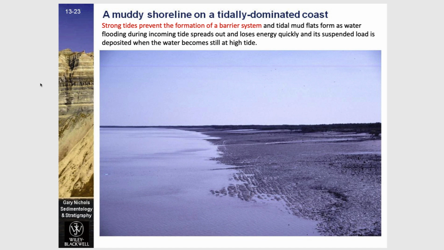Here is an example of the extensive shorelines in tidally dominated coasts. So you have very extensive mud flats. The strong tides will prevent the formation of a barrier system along the coast, basically. So tidal mud flats are the form that dominates, and they are often flooded with water. This is an environment that is particularly good for the formation of brackish water, preservation of organic matter, and accumulation of vegetation as well as soil formation.